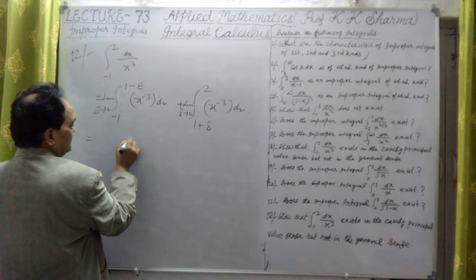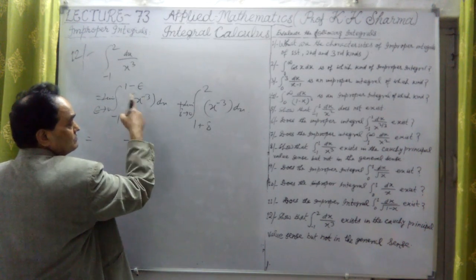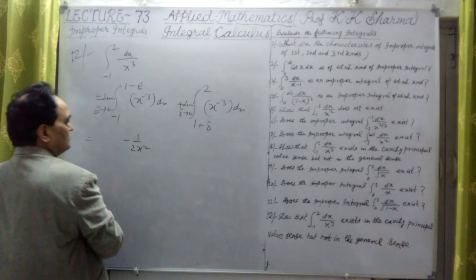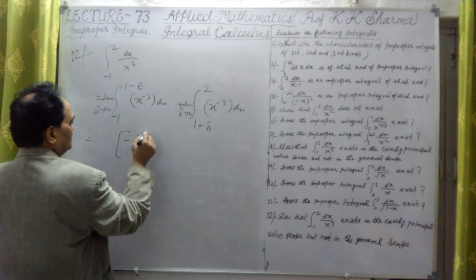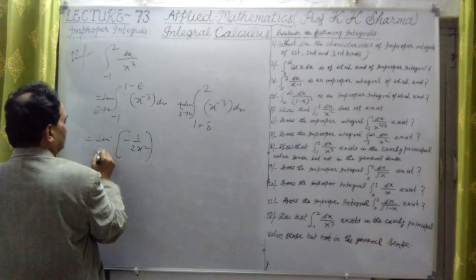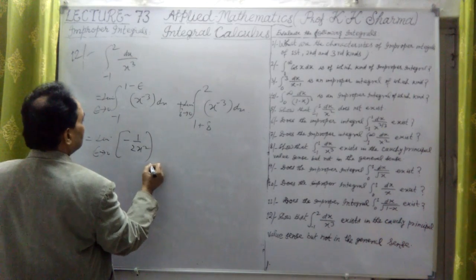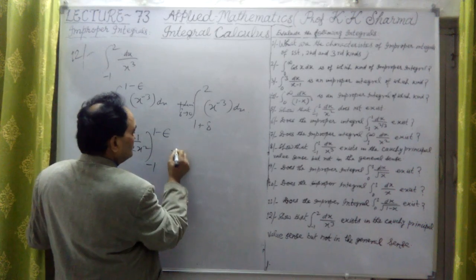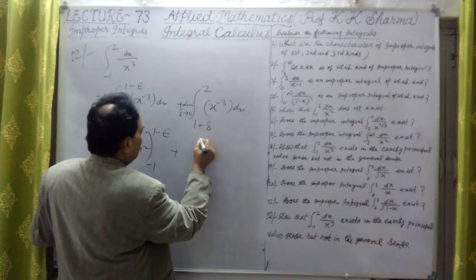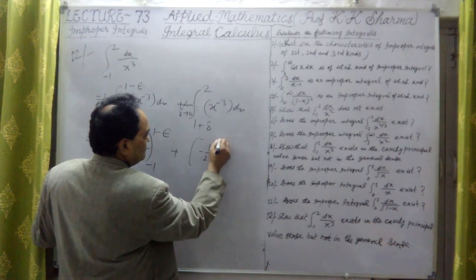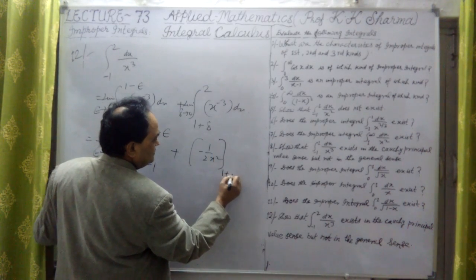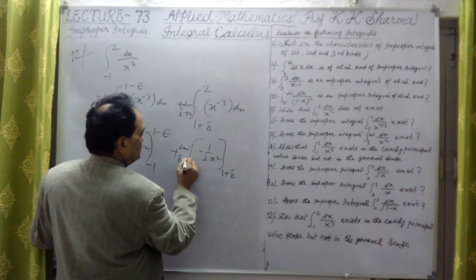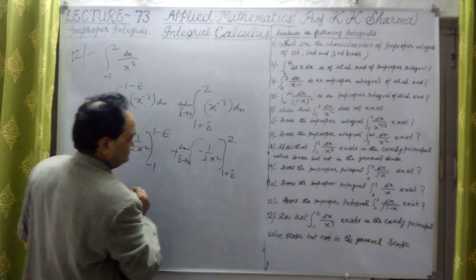Integration of this will be minus x raised to power -2 upon -2. That means -1/2 x square, negative value. Because this is the limit epsilon tends to 0, and this is -1 to 1 minus epsilon, plus sign. Here again this is -1/2 x square, limits 1 plus delta to 2, limit delta tends to 0.